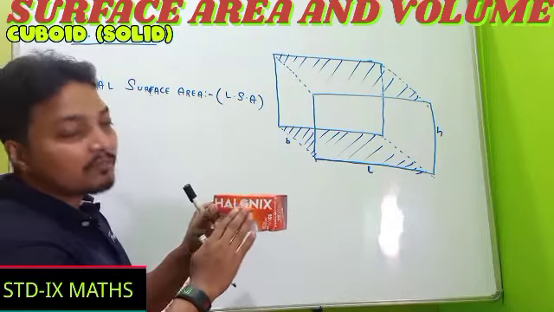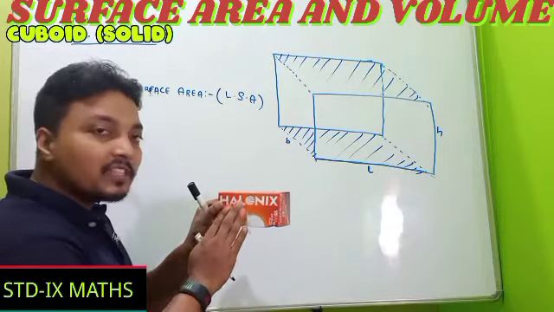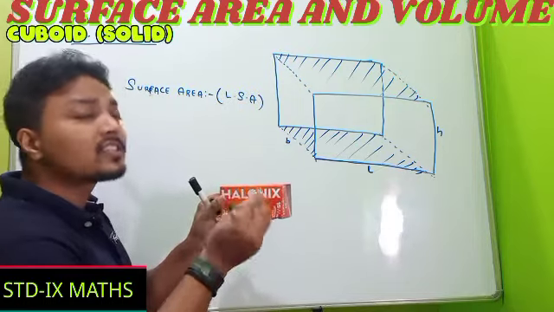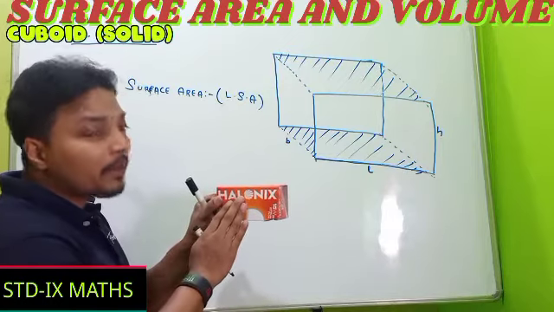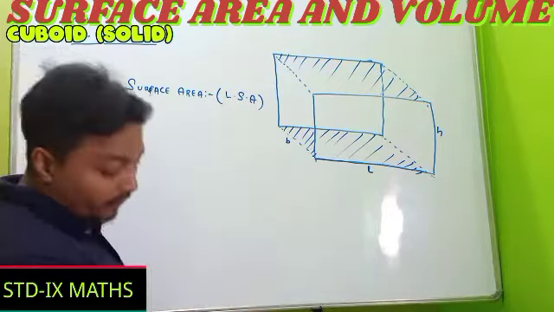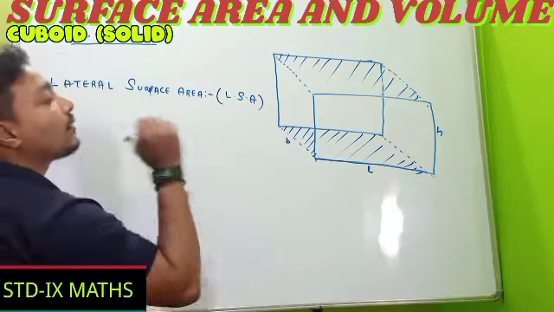As the lateral surface means 4 faces around the figure, lateral surface area means the area of the 4 faces which are around the cuboid. So one by one we have to find out the area of all the faces.